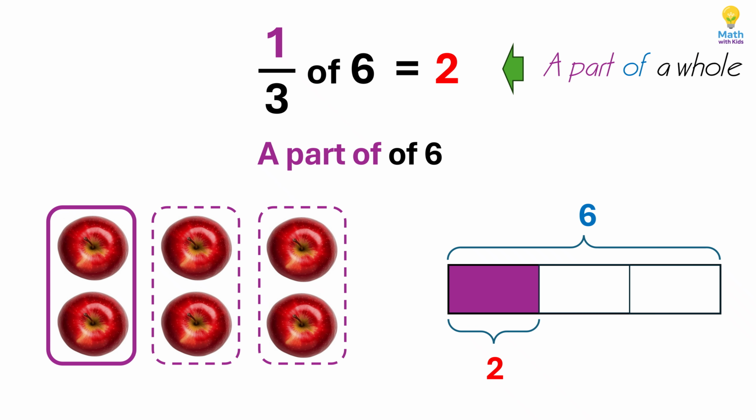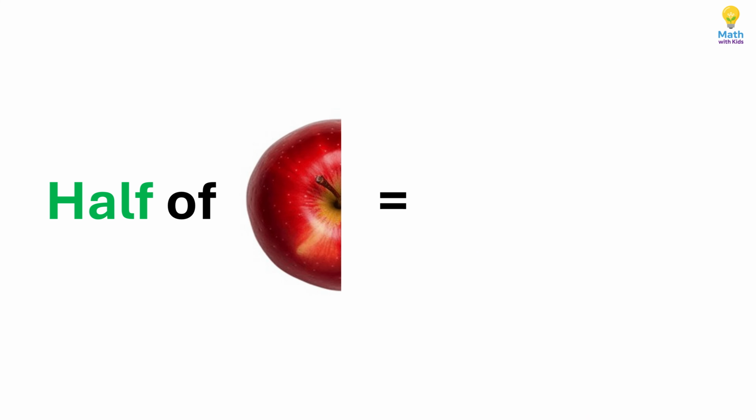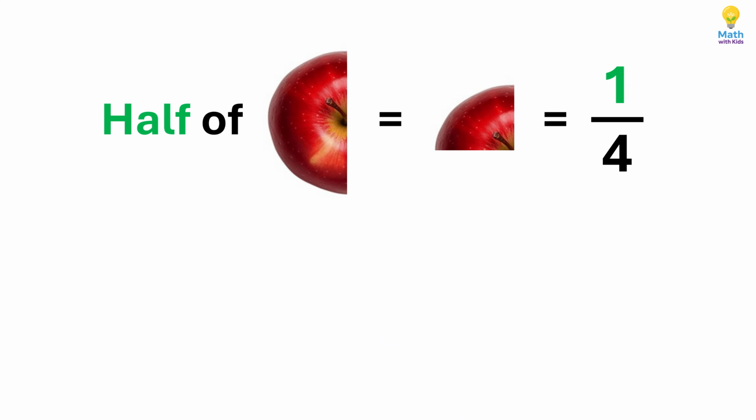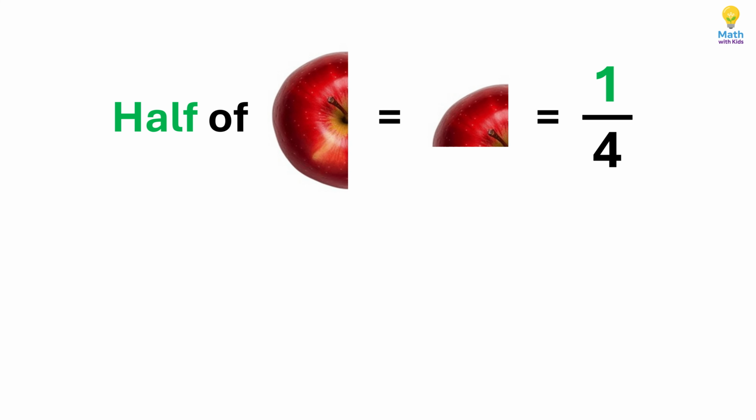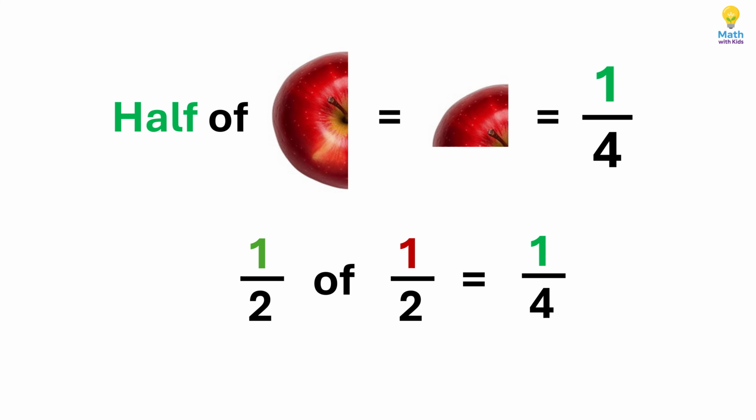But can we also find a part of a fraction in a similar way? Yes, we can. Here is half of a half apple, and that gives us 1/4. We can also express this using an equation. Half of a half equals 1/4. The result is even smaller because it represents a part of a part.